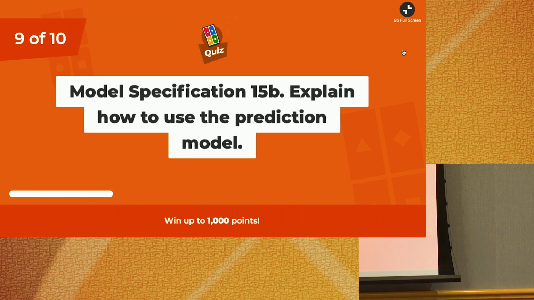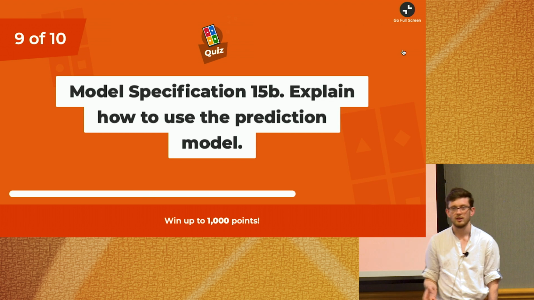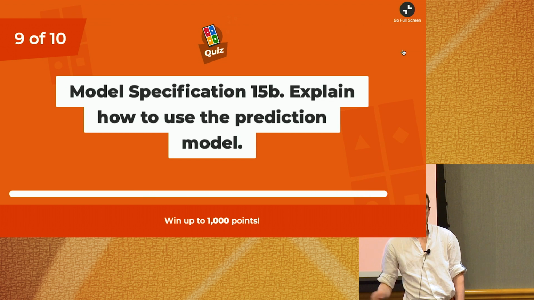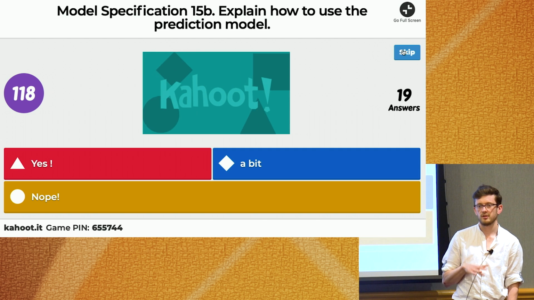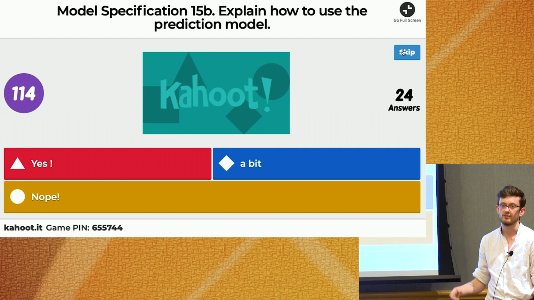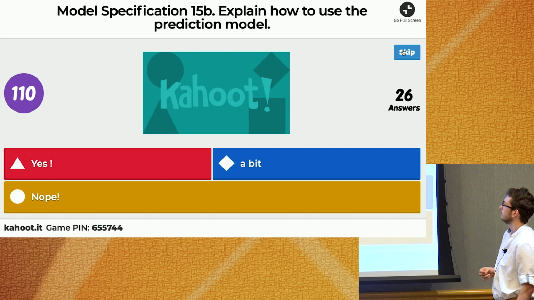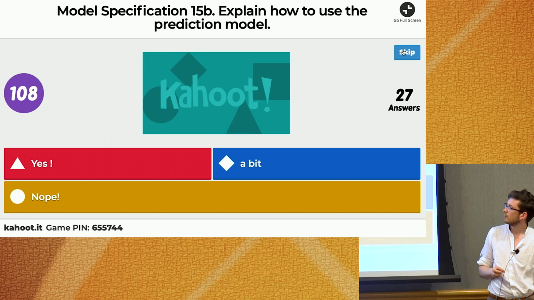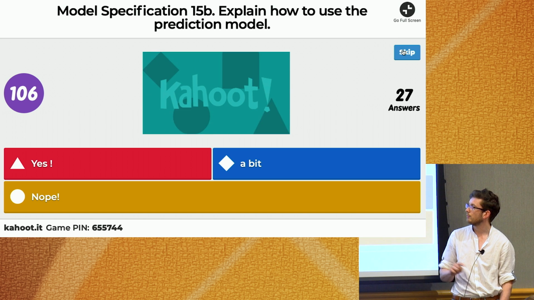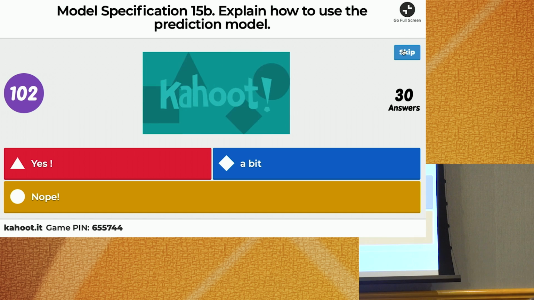Do they explain how to use the prediction model? Again, this is another thing that I think is pretty important, because one of the things we see in a lot of prediction research is that prediction models that work in one context really don't work in another. So I want you to tell me the exact context that you want your prediction model to be used in. And again, I'm going to give you another 5 seconds from now. 4, 3, 2, last chance, absolute last chance.